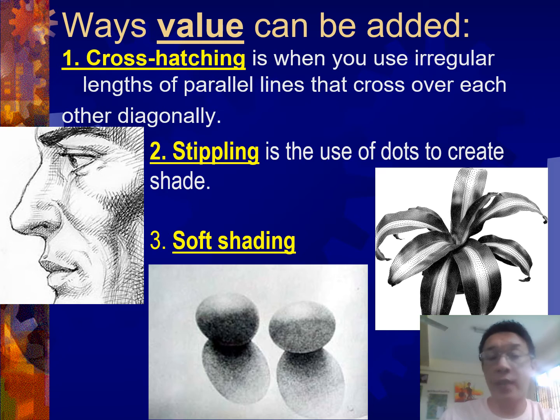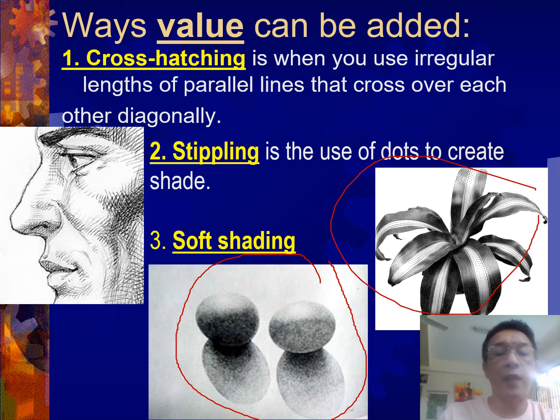What is cross-hatching, by the way? Cross-hatching, class, is when you use irregular lengths of parallel lines that cross over each other diagonally. Number two, stippling. Stippling is the use of dots to create shade. Then we have soft shading. The example of soft shading is this one. Okay. Then we have the stippling.